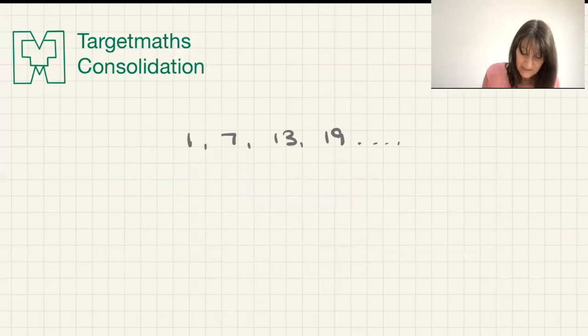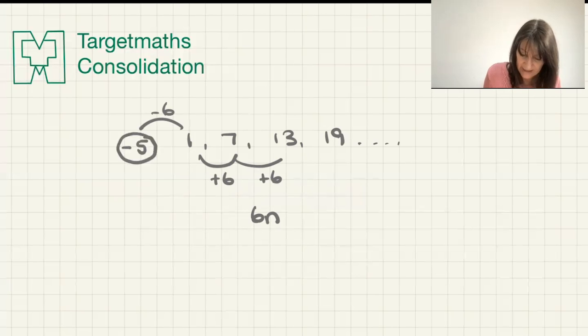Okay. So it's going up 6 every time. So it's 6n. That means take off 6 here. Now 1 take 6 takes me to -5. All of that is written on the end. And we've got 6n minus 5 as the answer for that one.